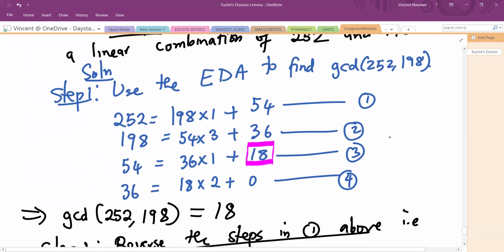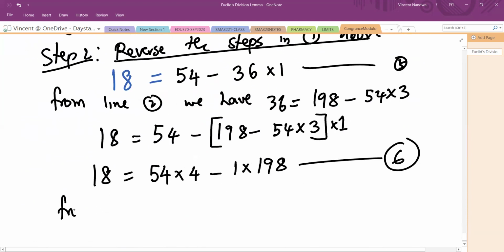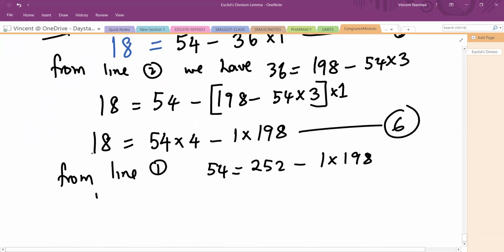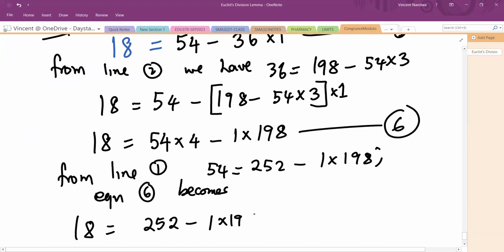Then from line 1, we know what is 54. So from line 1, 54 is equal to 252 minus 1 times 198, or 198 times 1. So therefore, equation 6 becomes 18 equals, instead of 54, I write (252 minus 1 times 198), I multiply by 4, minus 1 times 198.